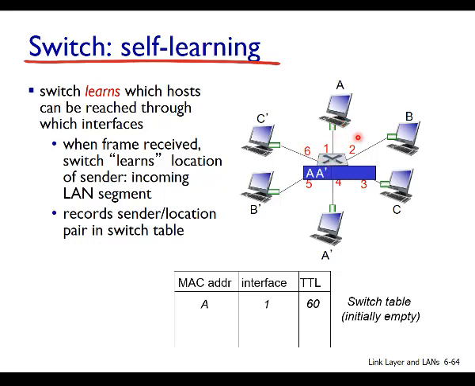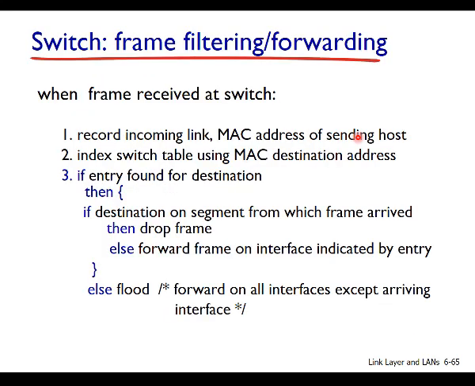So here is essentially how the self-learning works. When a frame is received at the switch, you record the incoming link and MAC address of the sending host. Then you index your switch table using the MAC destination address, and if you find an entry for the destination, then if the destination is on the segment from which the frame arrived, you drop the frame. Otherwise, you forward the frame on an interface indicated by an entry in your switch table. Otherwise, you flood it. You basically forward it on all interfaces except the arriving interface.